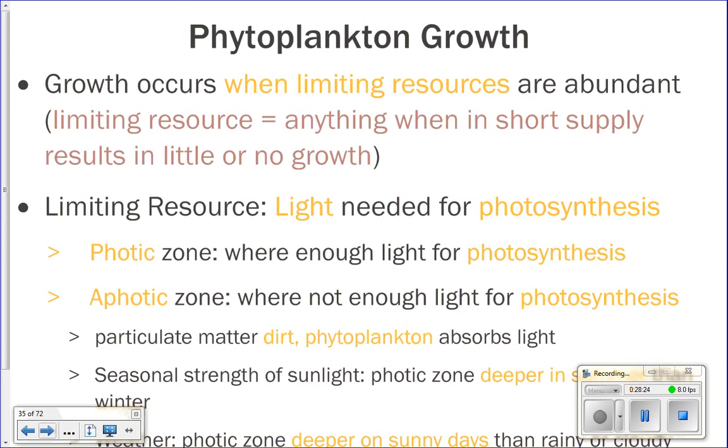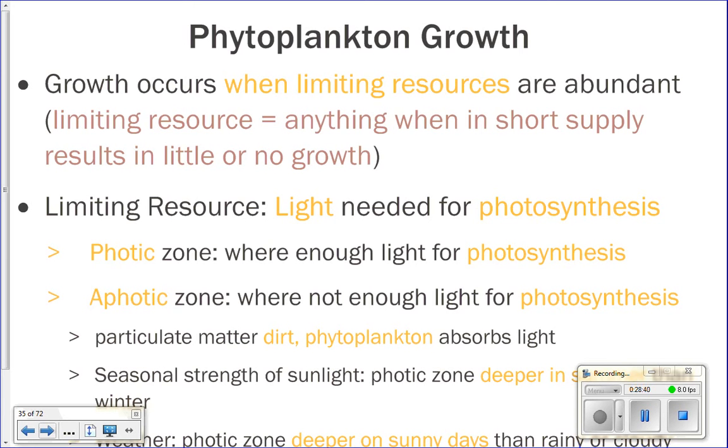Phytoplankton have two limiting resources, light and nutrients. Those are the two things that they must absolutely have. If they don't have either of those things, they cannot grow. So they need light and nutrients.